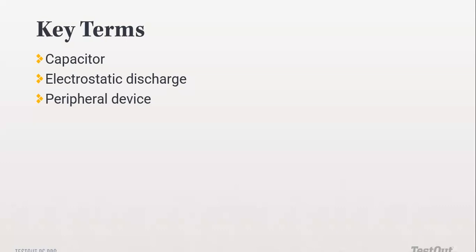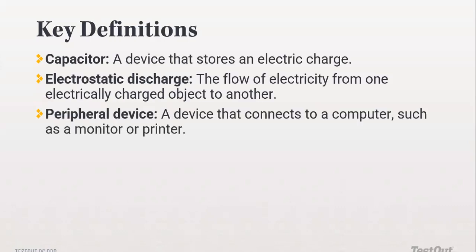Some of the key terms we are going to discuss within this submodule will be capacitors, electrostatic discharge, and peripheral devices. Further ahead, we're going to see what is a capacitor. As per this definition, a capacitor is a device that stores electricity as an electric charge. An electrostatic discharge is the flow of electricity from one electrically charged object to another. So when one object is charged and you touch another object, which is not as charged as the previous one, electricity moves between them. That is referred to as electrostatic discharge.